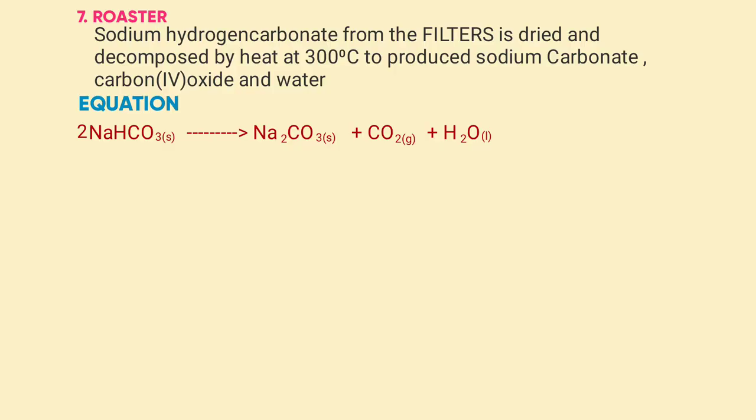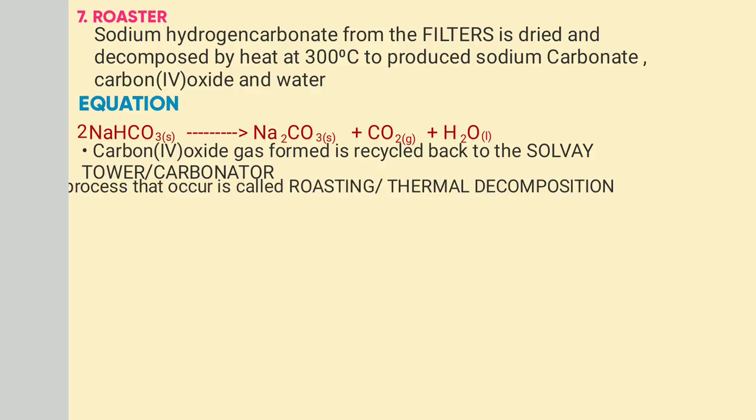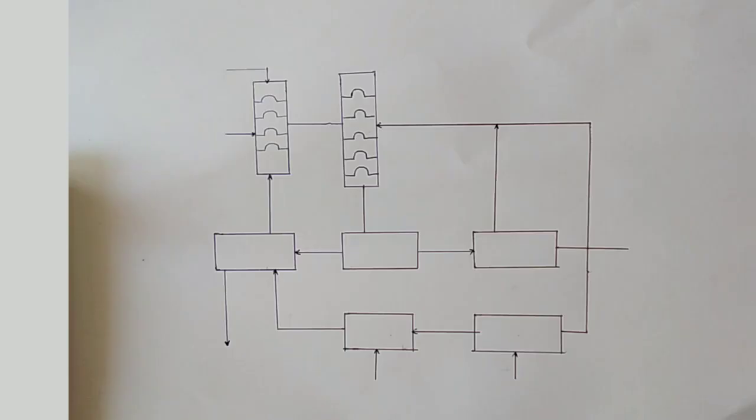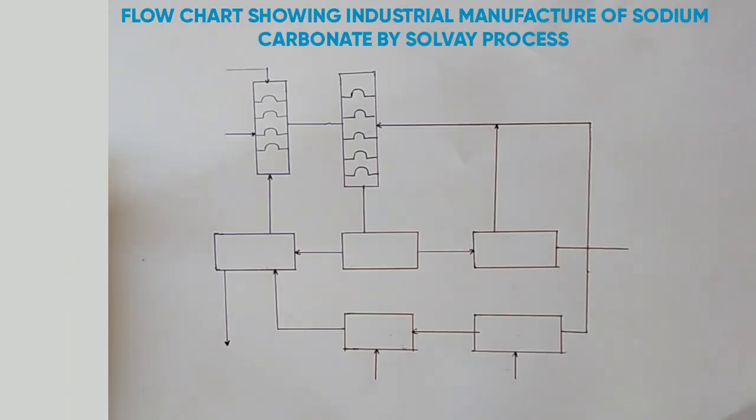Now carbon dioxide formed in this reaction is recycled back to the carbonator at the Solvay tower. The process that occurs in the roaster is roasting, also called thermal decomposition. Now the diagram below shows the industrial manufacture of sodium carbonate by the Solvay process. The parts, as we mentioned earlier on, are filters, carbonator, ammoniating tower, slacker, roaster, ammonia generator.